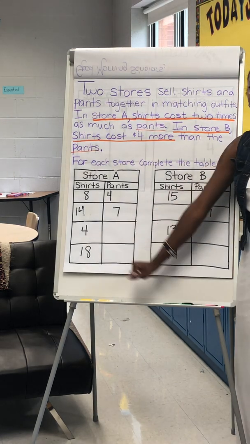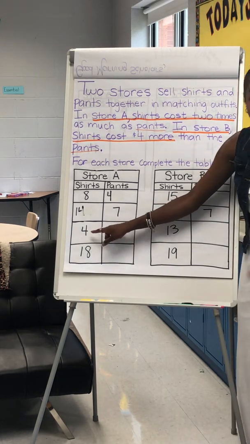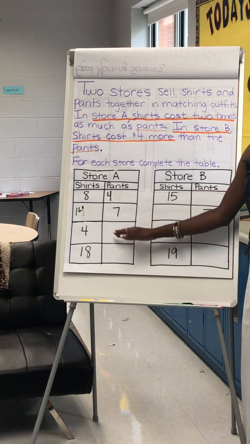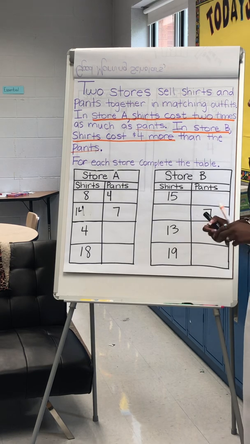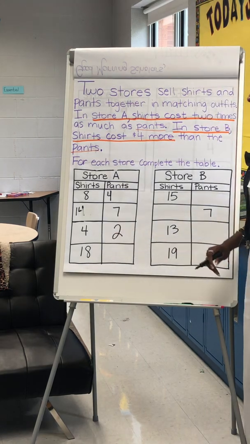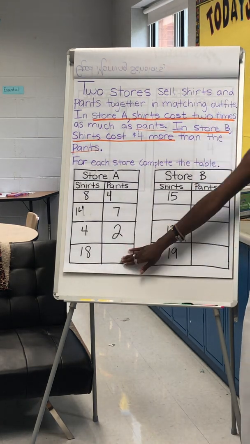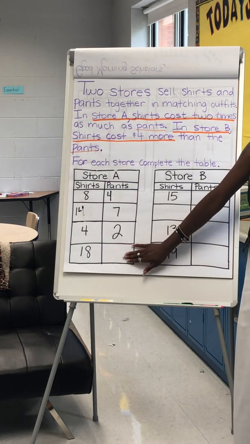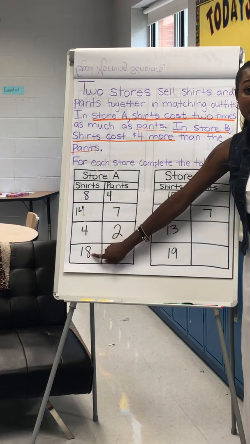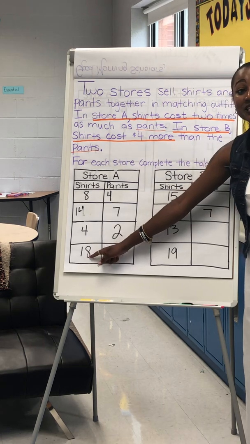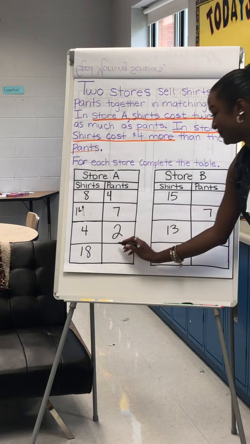Okay, now I'm at the number 4. Something times 2 will give me 4, or I can think of it as 4 divided by 2 will give me something. 4 divided by 2 is what? 2, absolutely. And then they gave me 18. If 18 is 2 times the price of these pants, how much are these pants? Something times 2 equals 18. Or I can think to myself, 18 divided by 2 equals what? 9.